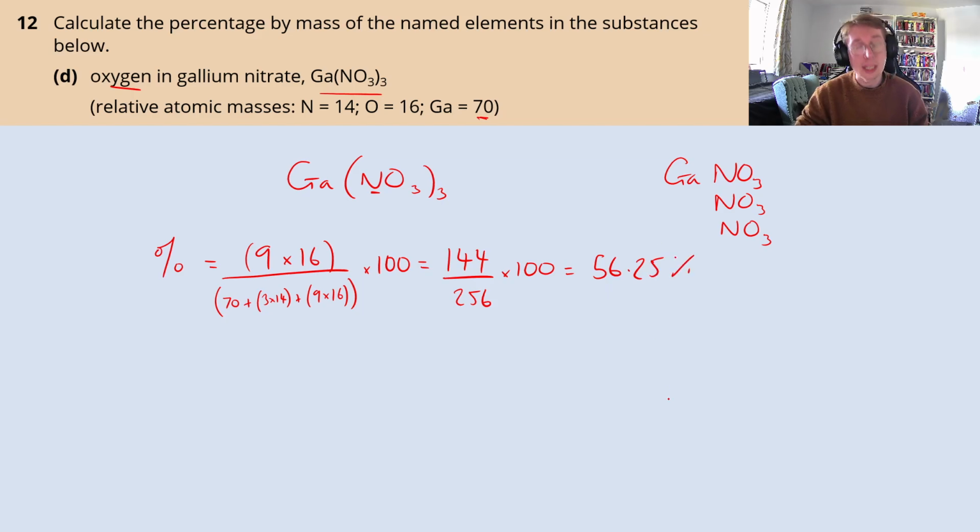56.25%. Once again, this is worth 2 marks. You get a mark if you got the 256 on the bottom, and you get a mark if you got 56.25 or 56.3% as your final answer. So essentially, if you know how to do percentages, you'll be able to calculate the percentage by mass of an element in a particular compound.